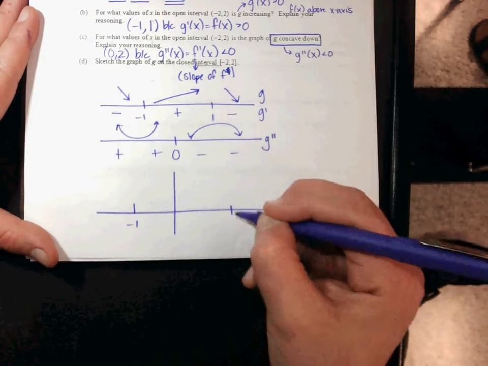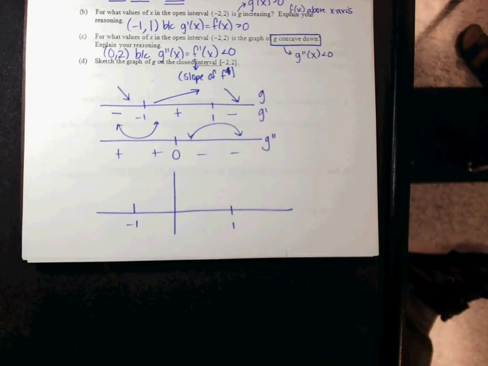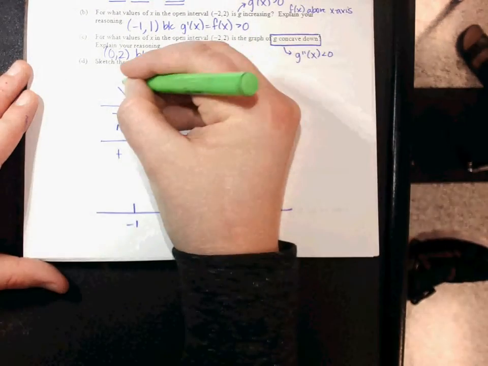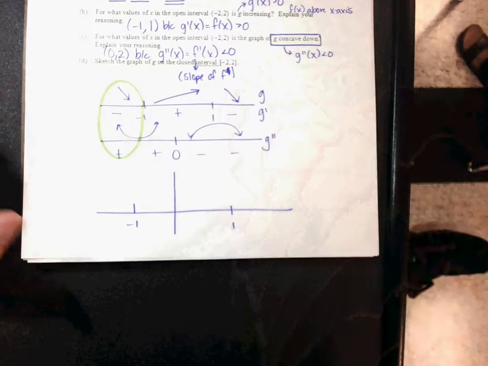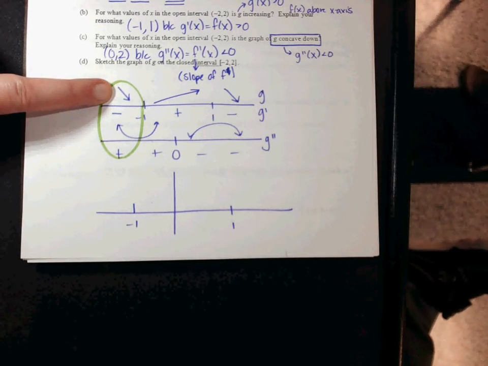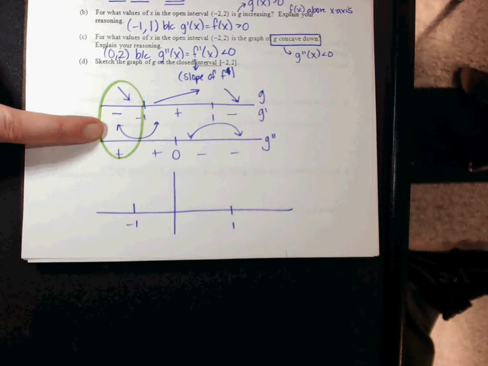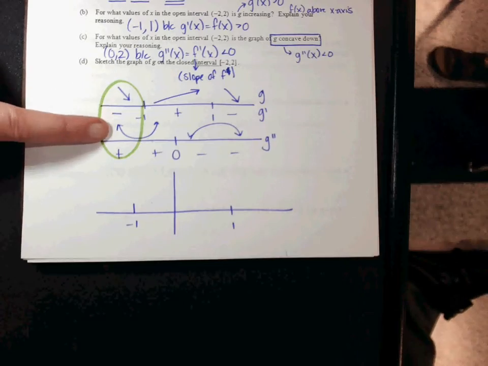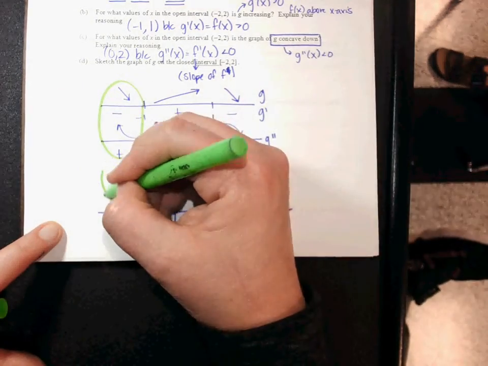-1 and 1. And I'm going to break my graph up into 4 parts. Okay, ready? This is the first part. That first chunk of my graph, it is decreasing and it is concave up. So draw a piece of a graph that is decreasing and concave up. It should look like that.